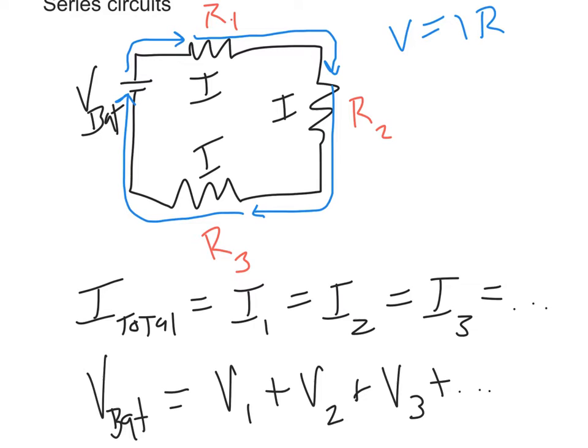Now, why do I have the little dots at the end? Because it goes on forever. Yeah, it depends on how many. Most of the time we're only going to have 2 or 3 things in the problems that we do. But if I had 52 resistors, I'd have V1 plus V2 plus V3 all the way like that. Okay? So, any questions on that?